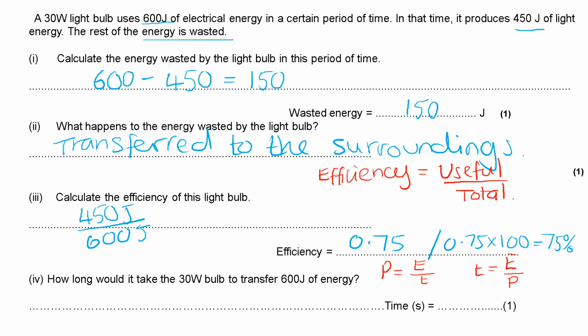So to work out our time taken, we would do 600 joules of energy divided by the power, which is 30 watts. And if we work that out and do 600 divided by 30 watts, we get an answer of 20 seconds.